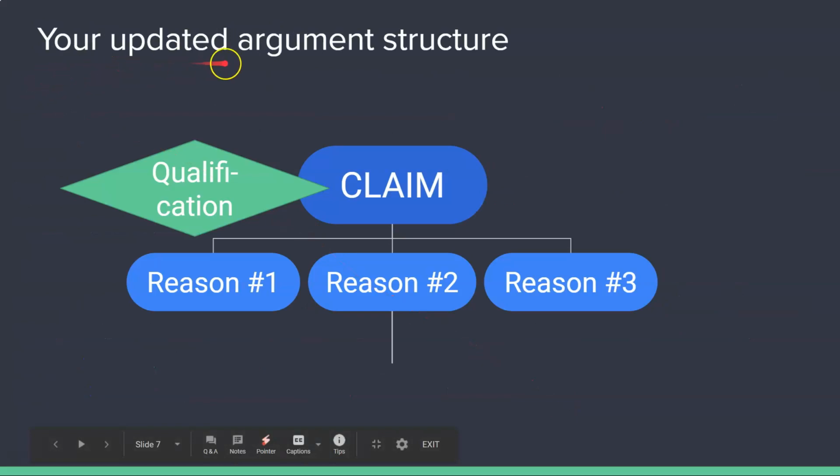Now, from here, you want to make sure you update your argument's structure. So going from there, you want to start with a claim, your reasons, reason 1, reason 2, reason 3, and then the qualification of that claim.